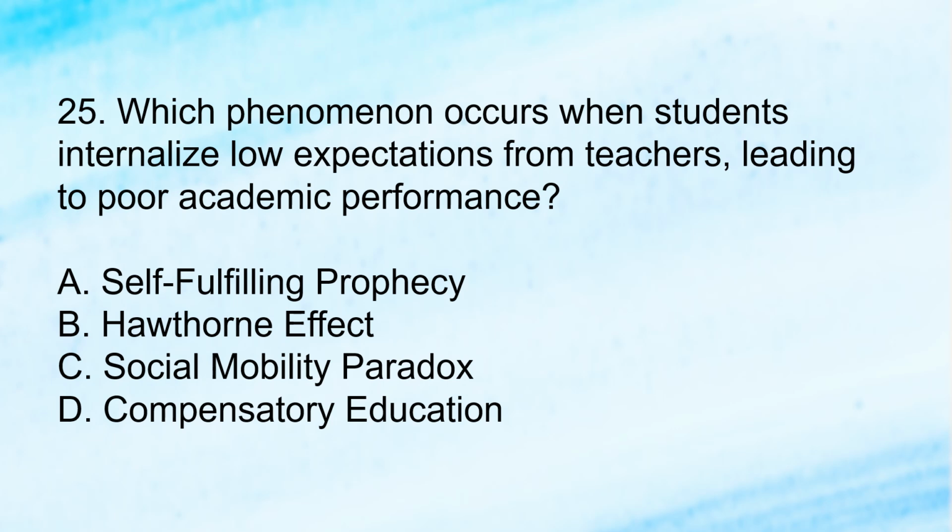Number 25, which phenomenon occurs when students internalize low expectations from teachers, leading to poor academic performance? Letter A, self-fulfilling prophecy. Letter B, Hawthorne effect. Letter C, social mobility paradox. Or letter D, compensatory education.